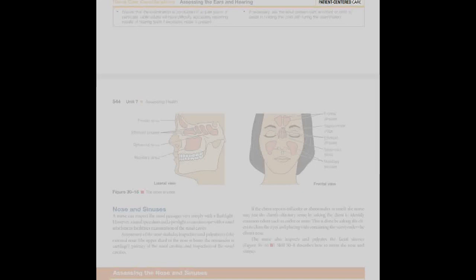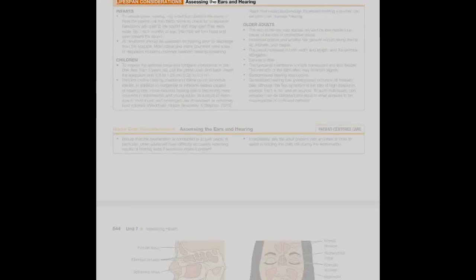Patient-centered care. Lifespan considerations. Assessing the ears and hearing. Infants. To assess gross hearing, ring a bell from behind the infant, or have the parent call the child's name to check for a response. Newborns will quiet to the sound and may open their eyes wider. By 3 to 4 months of age, the child will turn head and eyes toward the sound. All newborns should be assessed for hearing prior to discharge from the hospital. Most states and many countries have a law or regulation requiring universal newborn hearing screening.